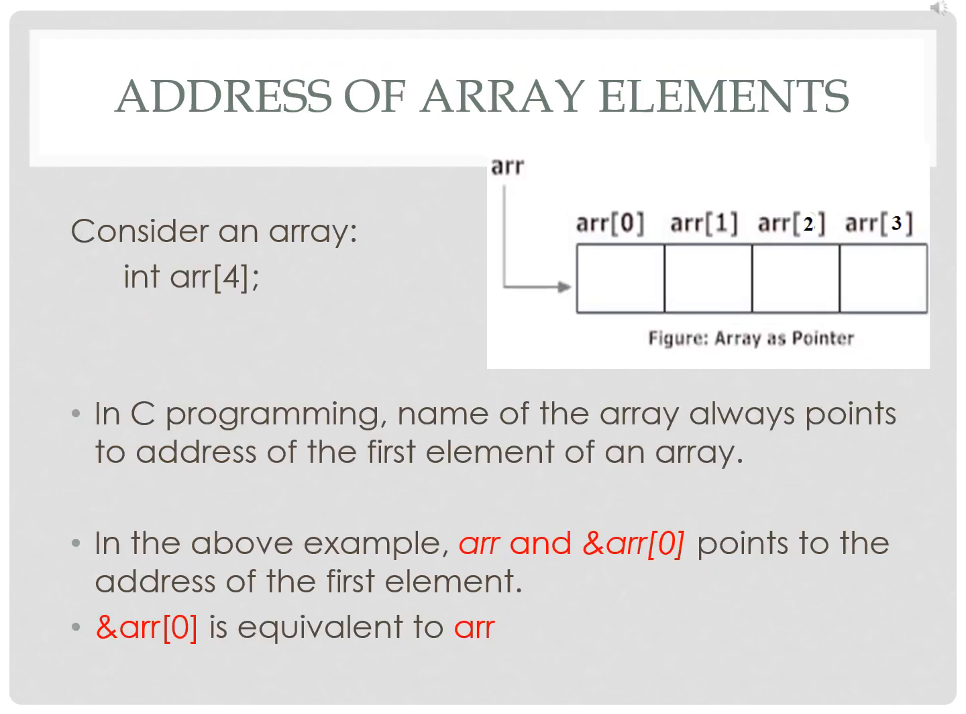Now consider an array int a[4]. Int a[4] means 4 memory locations will be allocated: arr[0], 1, 2 and 3. If you are simply writing arr, it is pointing to the first memory location, the first element. So from the figure you can understand arr[0] is the first memory location and the other 3 locations are in continuous memory locations. Address of a[0] is equal to a.